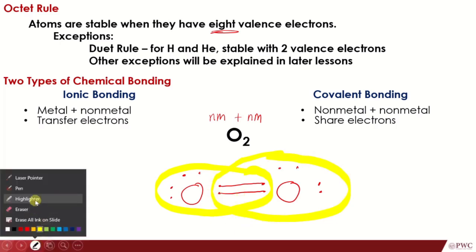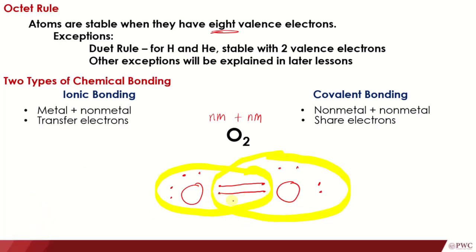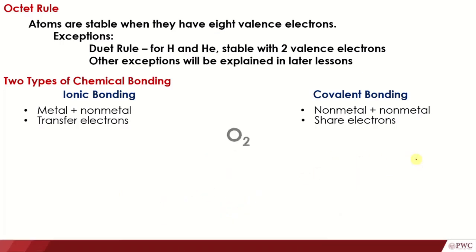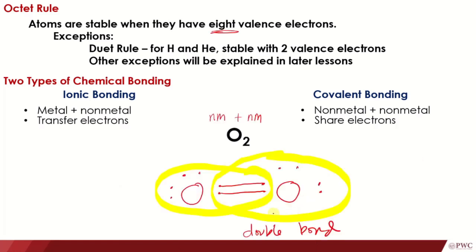In this case, they share 2 pairs of electrons. This is what we call a double bond. So in this case, we have two pairs. This one is again a double bond. Then in this case, this is called a single bond. Again, if it's only one pair, that's a single bond. Then this one is a double bond.